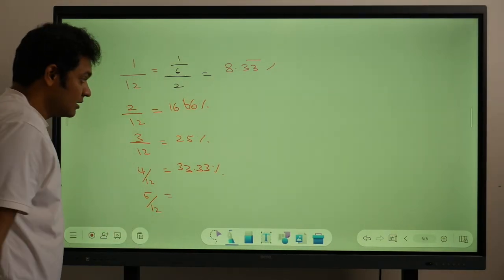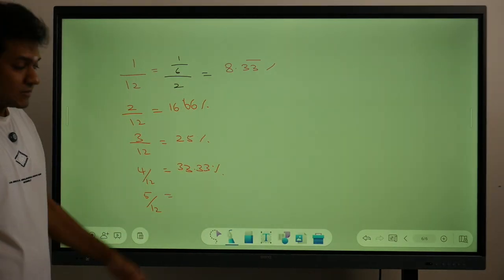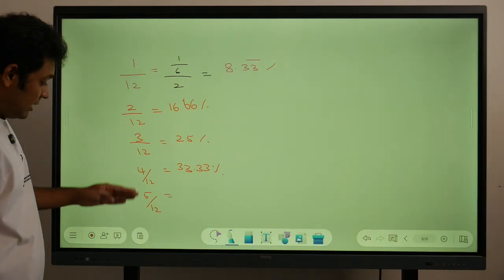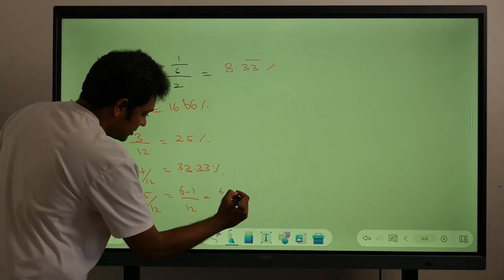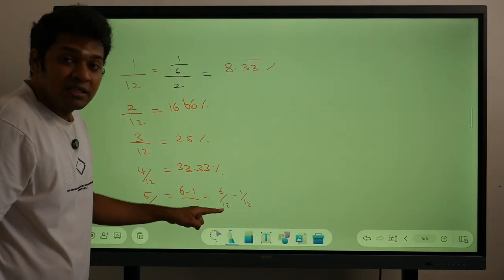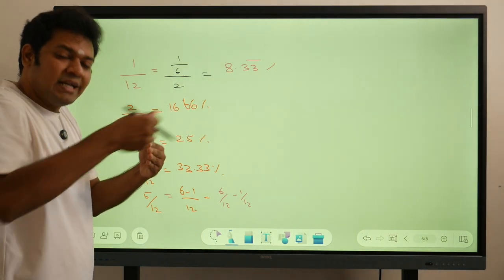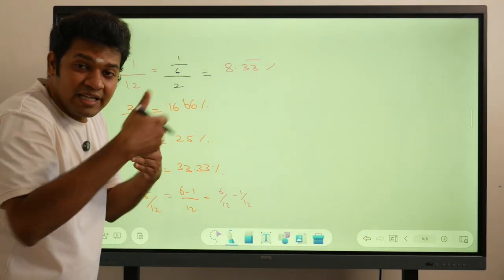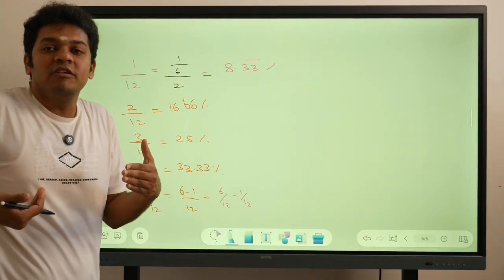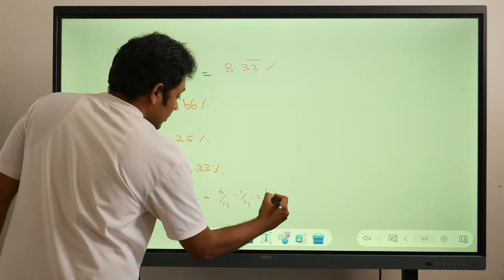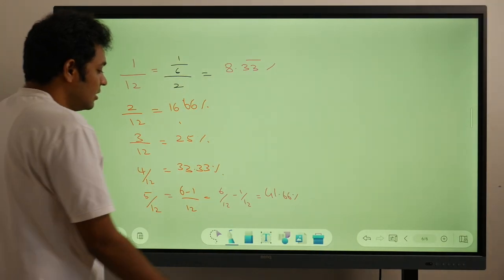Okay, let's come to this. 5 by 12 is nothing but 6 minus 1 by 12. 6 by 12 minus 1 by 12. Correct? We know 6 by 12 is nothing but 1 by 2, half, 50%. 1 by 12 is 8.33%. From 50%, I should subtract 8.33%. How to do it? 50 minus 8 is 42. Again, I should further subtract 0.33. So 42 minus 0.33 will be 41.66%. Hence, 5 by 12 is 41.66%.